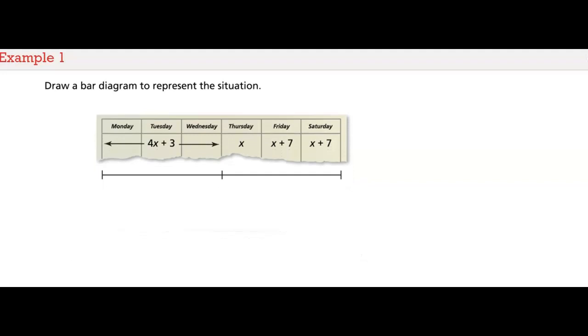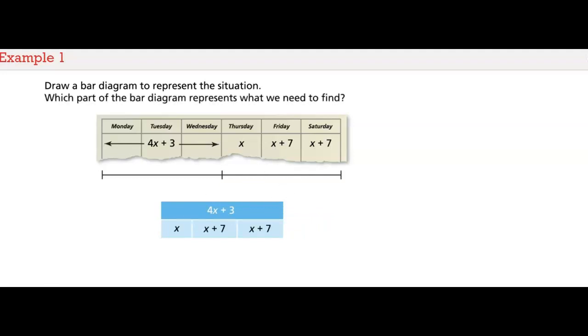Draw a bar diagram to represent the situation. We'll have 2 equal bars. One bar will represent the distance traveled Monday through Wednesday, and one bar will represent the distance traveled Thursday through Saturday. Which part of the bar diagram represents what we need to find? The X segment is the number of miles the teacher rode on Thursday.